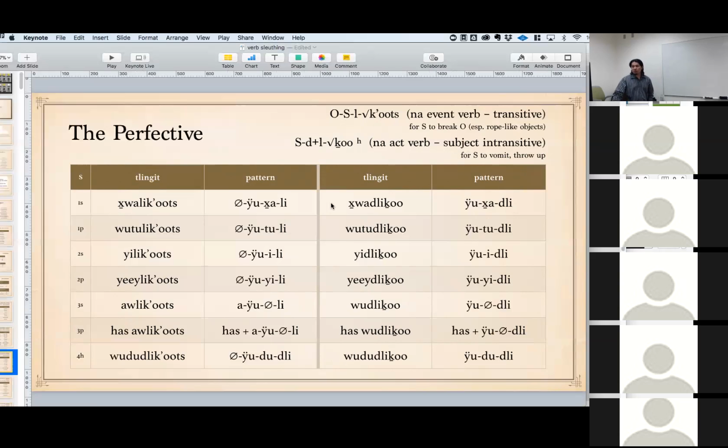Khwatliku. Wutudliku. Yidliku. Yidliku. Woodliku. Huswoodliku. Wududliku.